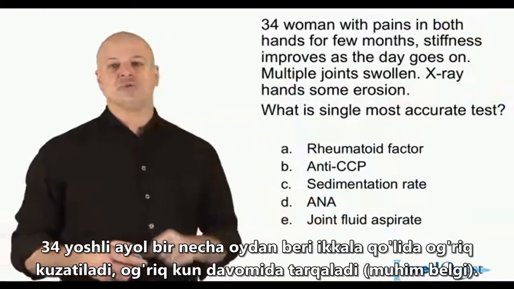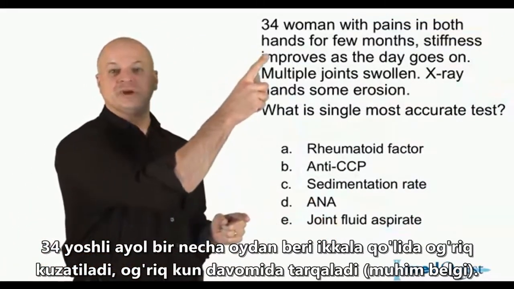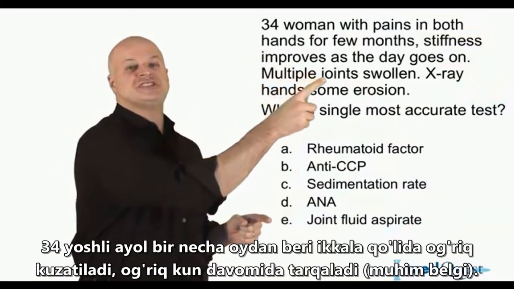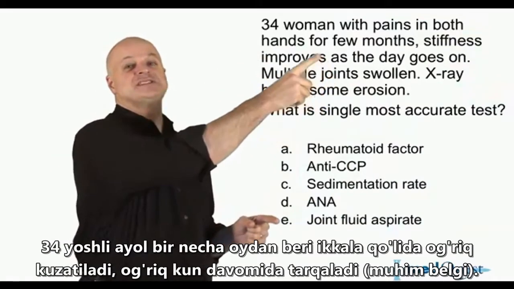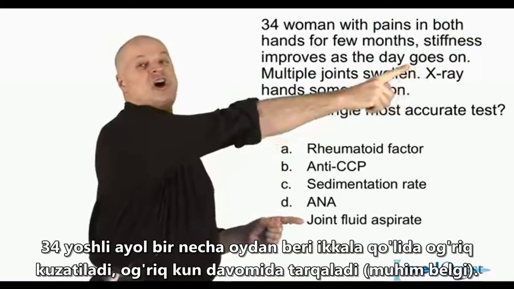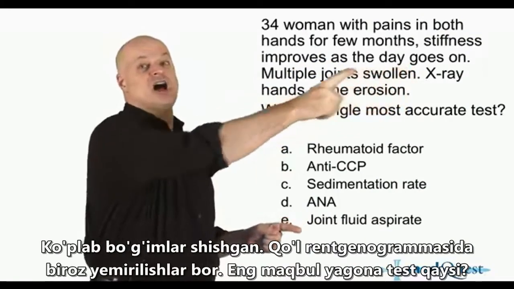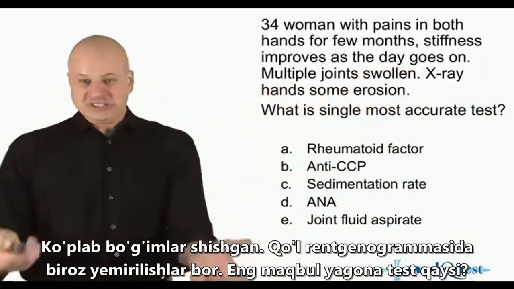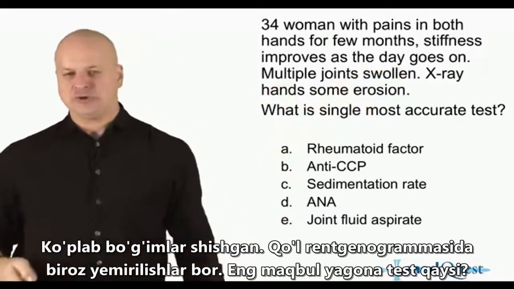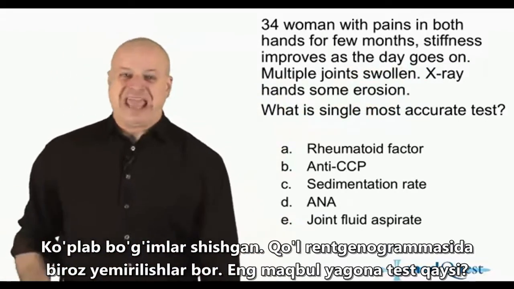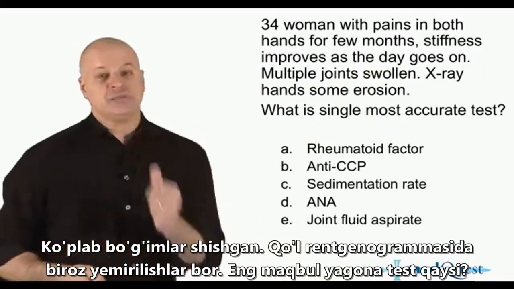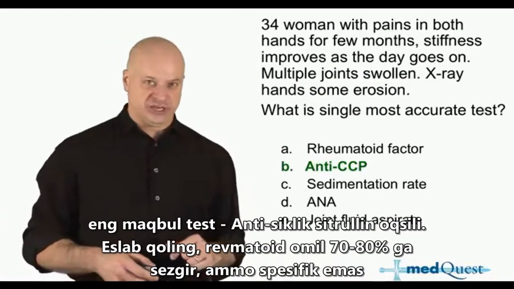A 34-year-old woman with pain in both of her hands for a few months, stiffness that improves as the day goes on. That's the key feature. That has to be improves as the day goes on. Man, there's more than one joint. She's clearly got erosion. She's clearly got rheumatoid arthritis. So which is the most accurate test? And out of all these, the most accurate is cyclic citrullinated peptide.